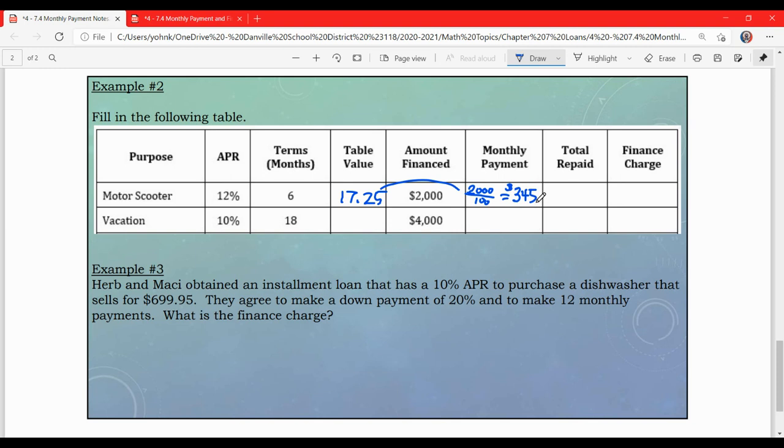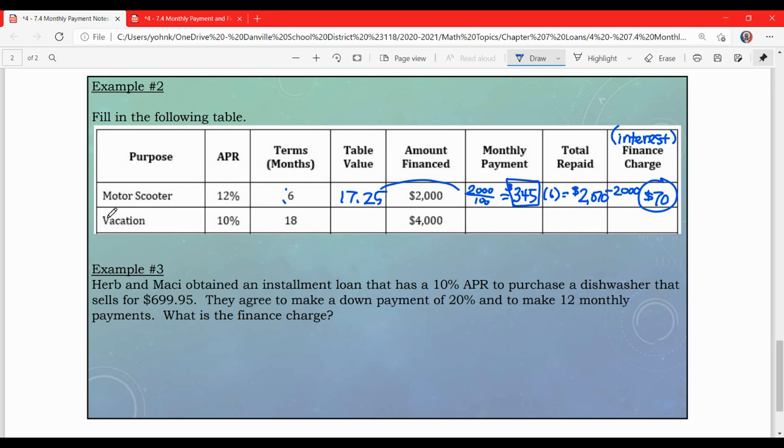To find the total repaid, you take that $345 and multiply it by 6, because there are 6 months. And that's going to give us a total amount repaid of $2,070. To find the finance charge, we take the total amount repaid, $2,070, subtract the amount financed, which is $2,000, and that gives $70. So $70 in finance. So remember, another word for finance charge could be interest, if that makes more sense to you.